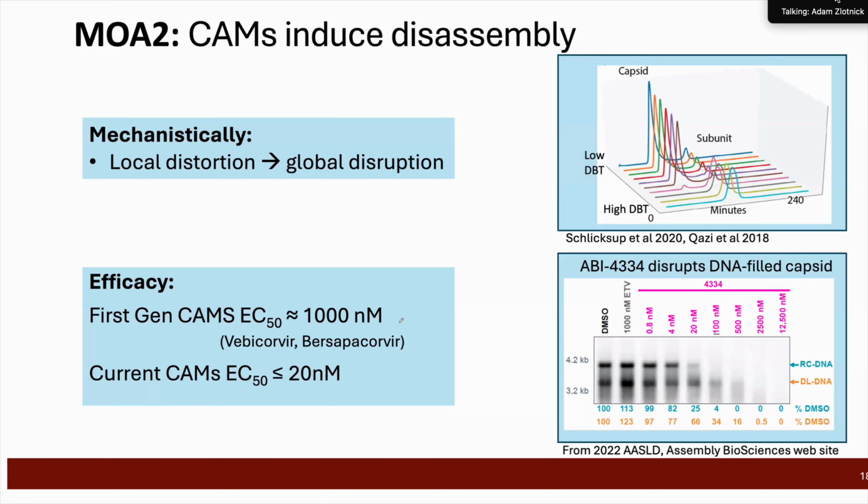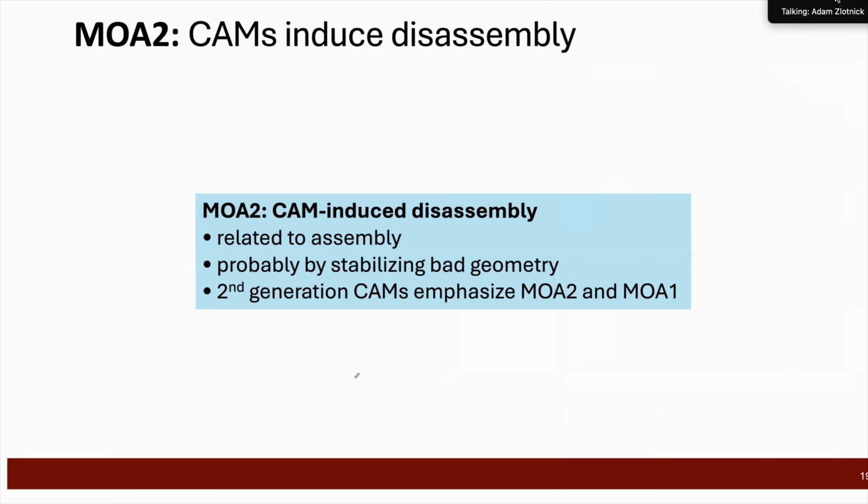The first-gen CAMs had mechanism of action 2 too, but it wasn't particularly active, with the EC50 in the micromolar range. Current generation CAMs now have 20 nanomolar and lower EC50s for this mechanism of action. Mechanism of action 2, CAM-induced disassembly, is related to assembly. It probably works by stabilizing bad geometry, leading to a rupture of the capsid. And second generation CAMs emphasize both of these mechanisms, disruption and assembly.